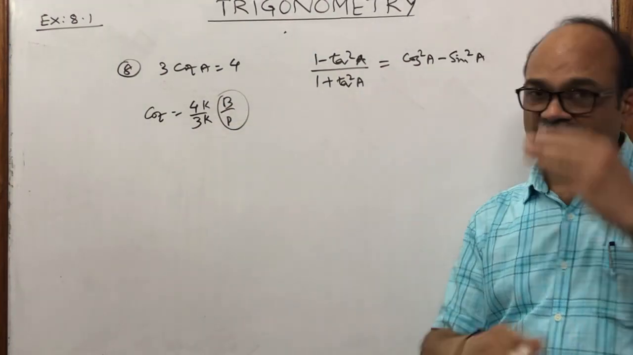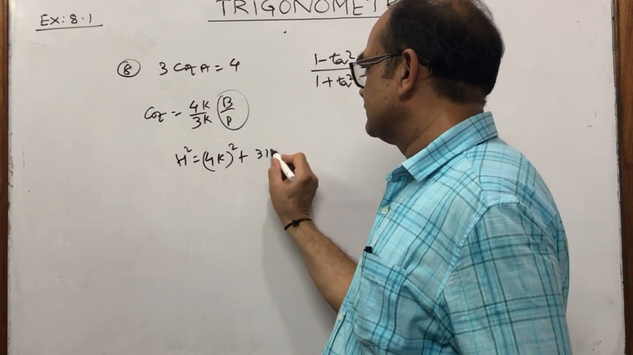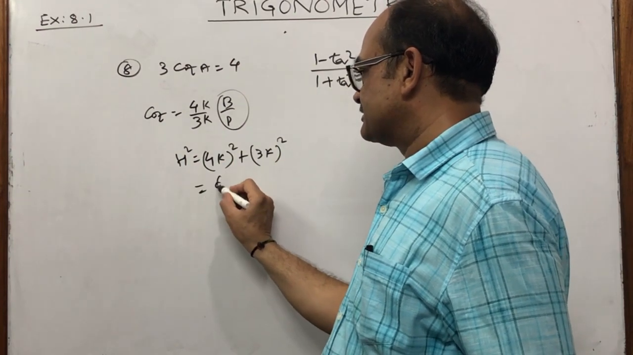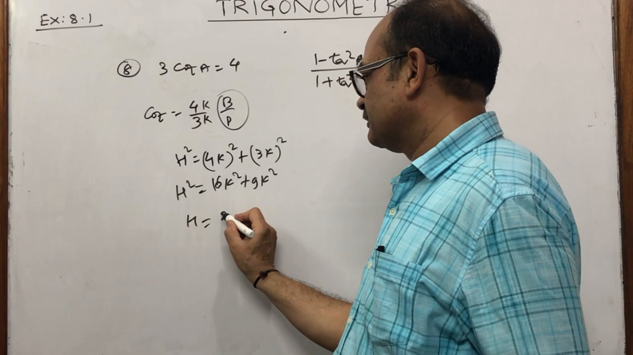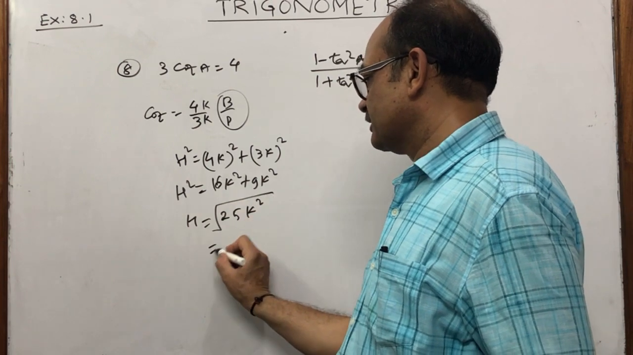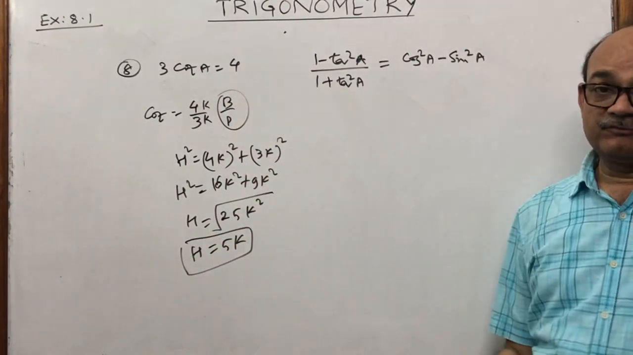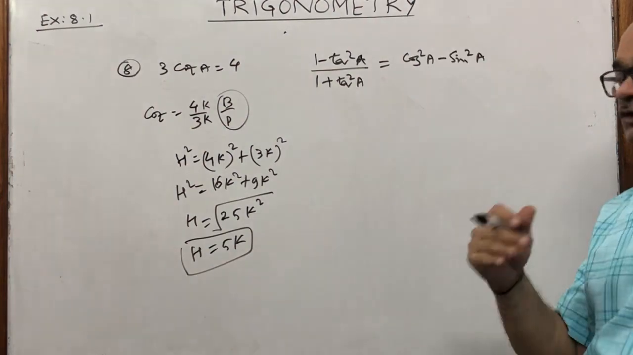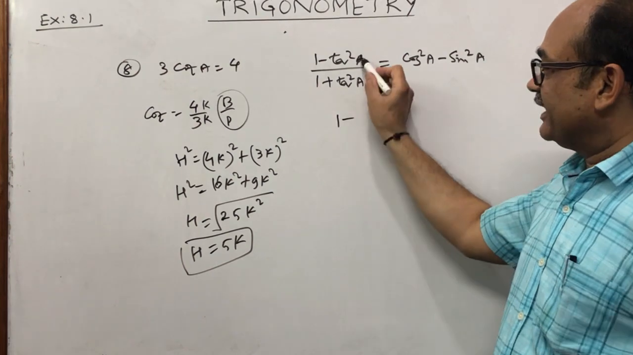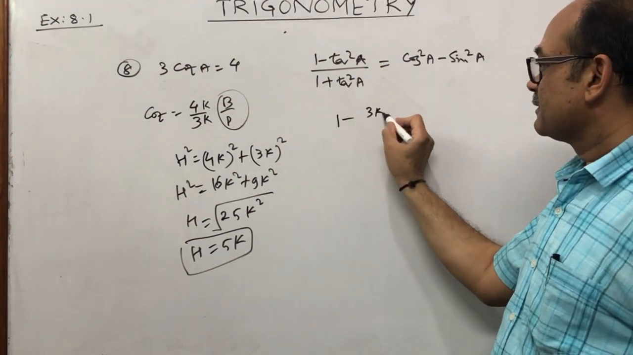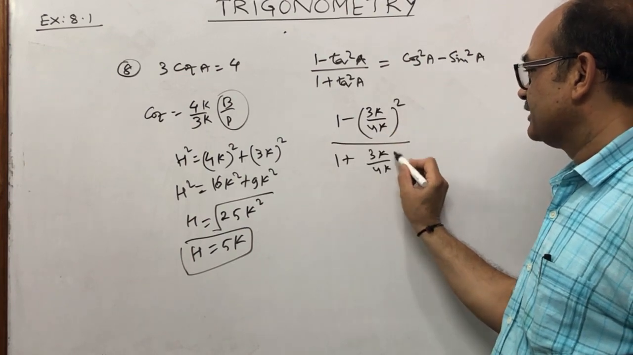What is our aim to calculate? Hypotenuse. So hypotenuse square is base square plus perpendicular square, that is 16k square plus 9k square. Correct? So h is nothing but root of 25k square, that is 5k. Now when you know h, you know b, you know p, we can substitute the values. Also you know cot and tan are reciprocals of each other, so we can put the value directly. 1 minus tan A means the reverse of cot, 3k by 4k square, and here 1 plus 3k by 4k square.